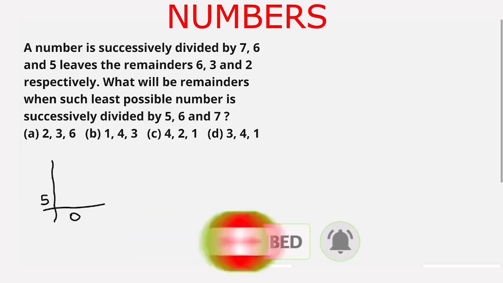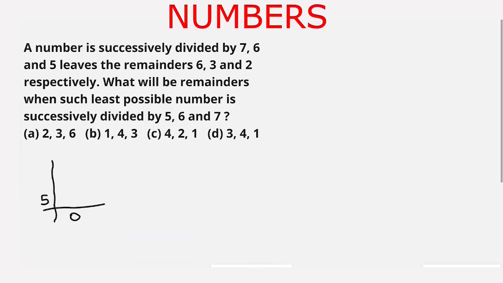The last divisor is 5 and the last remainder is 2. 5 times 0 is 0 plus 2 is 2. So 5 divides 2 for 0 times and the remainder is 2. Now the second divisor from last is 6. Divisor is 6, quotient is 2 and the remainder given to us is 3.